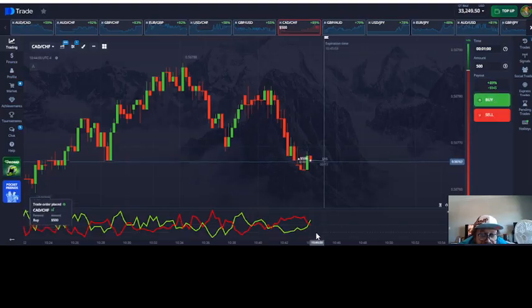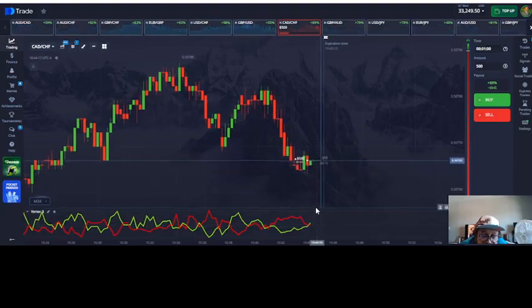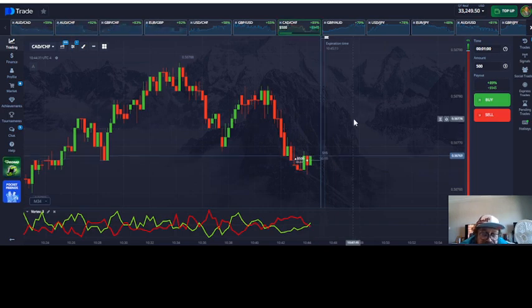there goes that cross. Just like I mentioned, I waited for the cross of the vortex lines here, the plus VI line crossing over the red VI line, suggesting a bullish reversal is about to occur here. So let's monitor this trade and wait for the expiration.